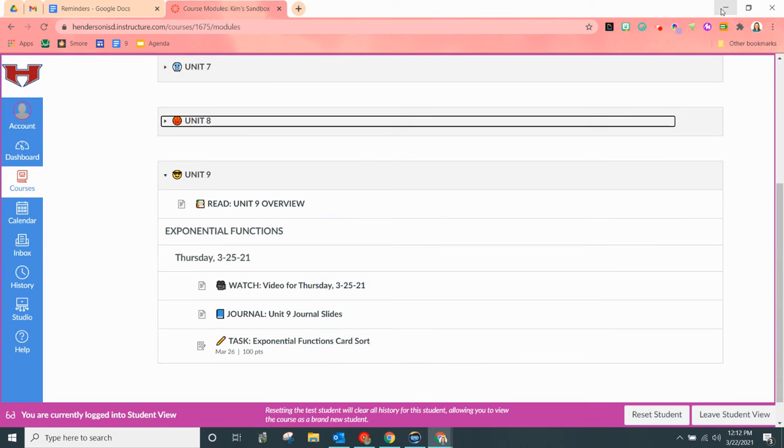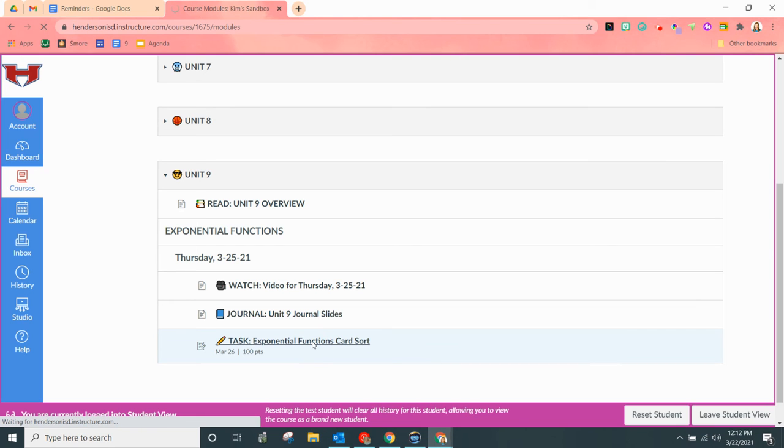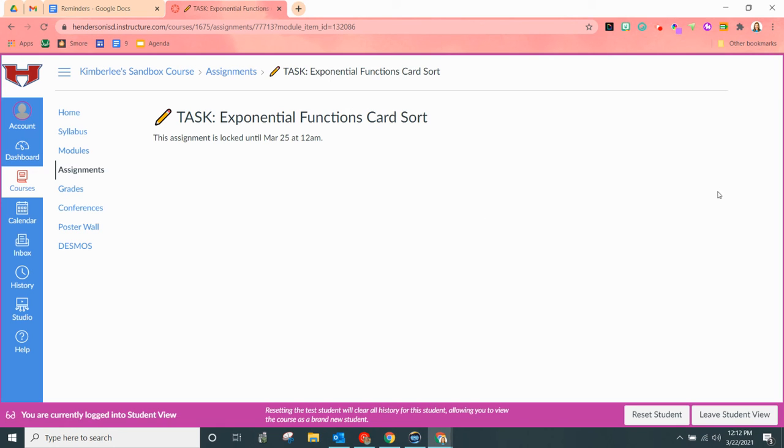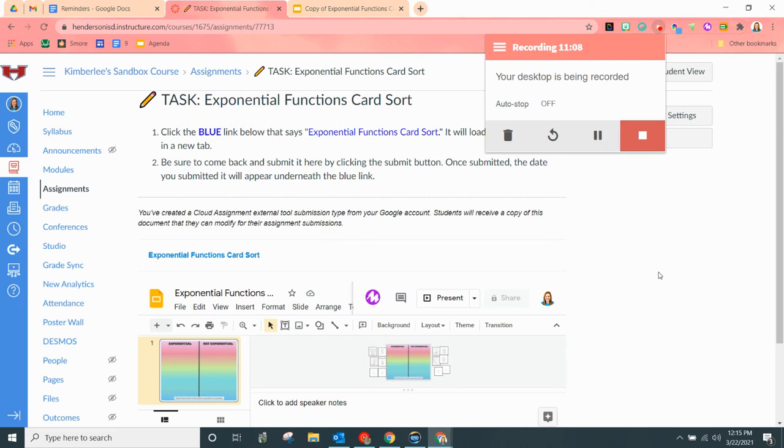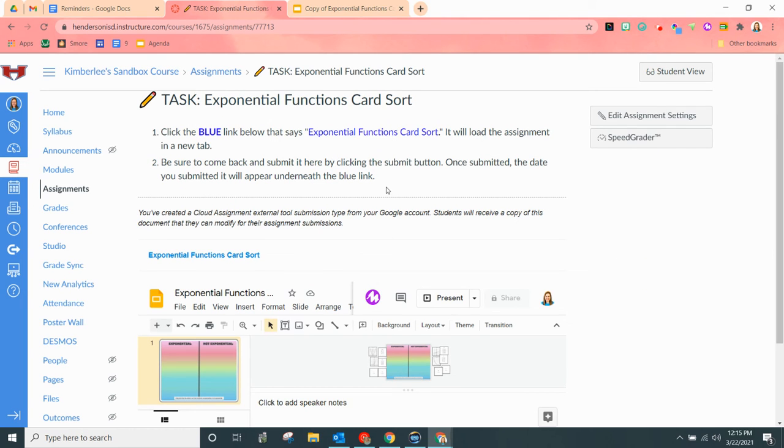So let's go over to Canvas now. And there's an assignment here that's going to help you look at some things. I'm going to have to leave student view too. Oh, hang on a second. I think I locked this. Hold on just a second. Let me rewrite. Okay, so this is what it looks like.